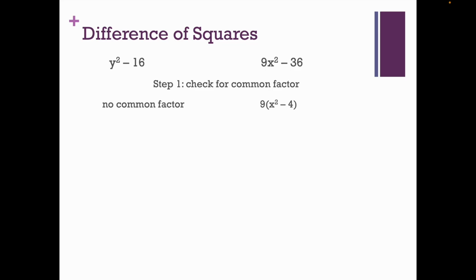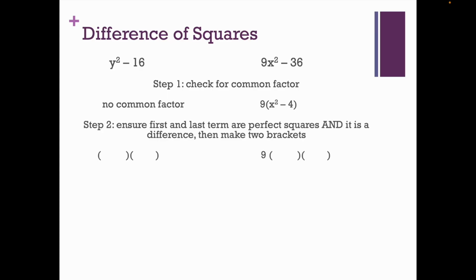For the y squared minus 16, there is no common factor, but for the 9x squared minus 36, there is a common factor of 9, which I'm going to remove and divide both terms by to get x squared minus 4 as my remainder. Step 2, ensure the first and last term are perfect squares, which they are, and it is a difference, which they are, and then make two brackets.